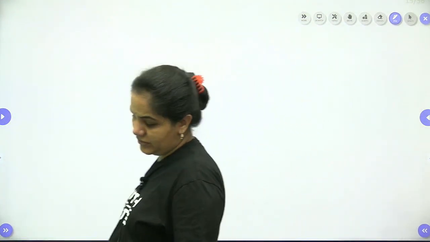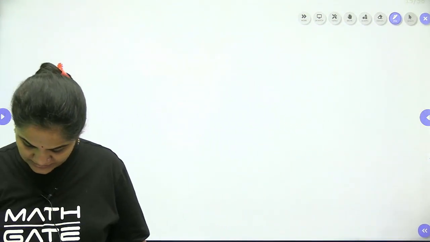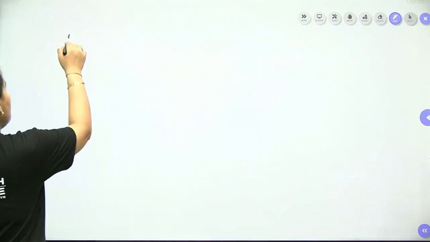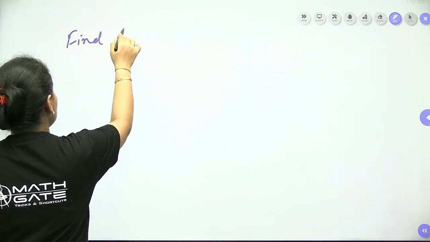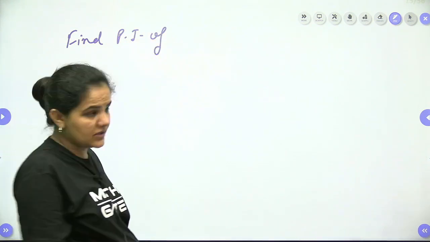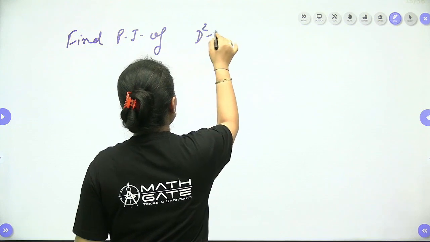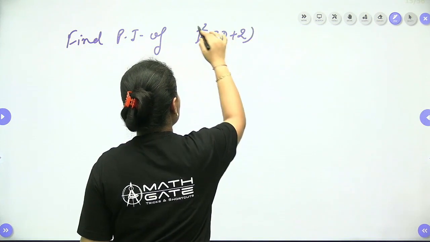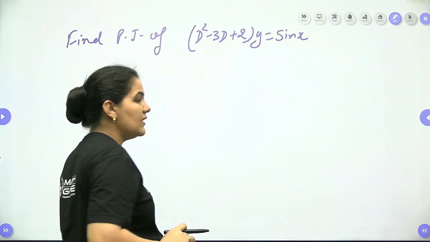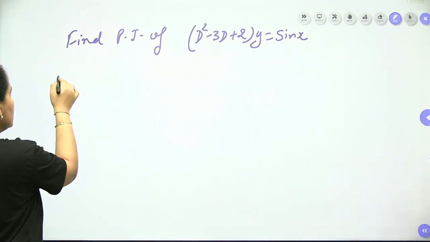Now let's have discussion on a question based on this. Let me show you an example based on this one. Do we have? Yes, we have. So find the PI of D square minus 3D plus 2, y is equal to sin x. So when we have to find the PI of this case, what happens to this one?